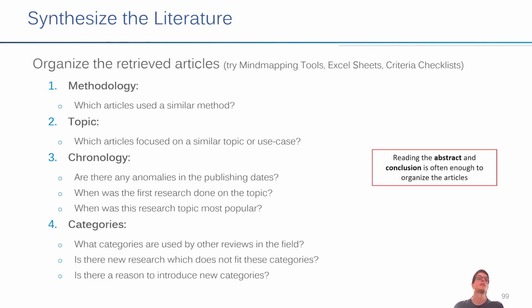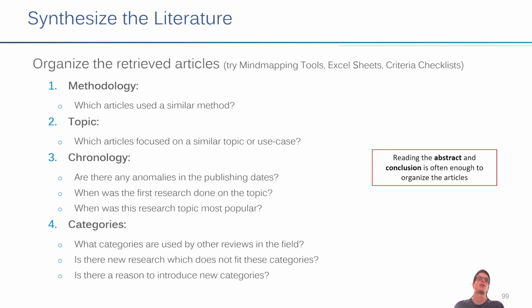For the topic, which articles focused on a similar topic or use case, so you can also simply cluster by topic. If you have, in my case, incentive mechanisms for mobile networks, then you would have mobile networks as a use case, and you will discuss all the papers that build up some mobile network under this topic. So find topics that allow you to create groups of papers that otherwise would be just a meaningless list. Again, you don't want to offer the reader just a list of papers, you want to introduce some structure. This is why we are doing this.